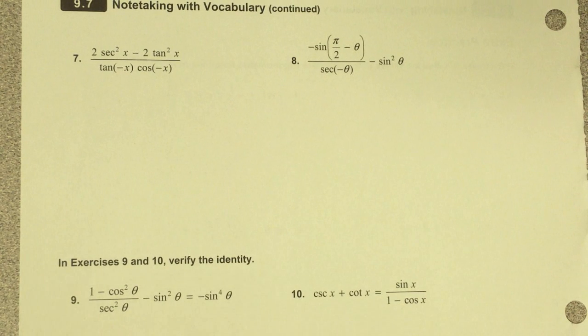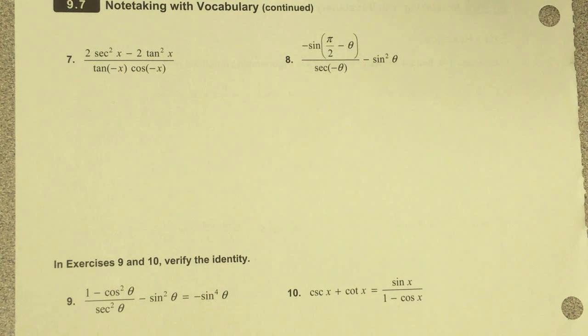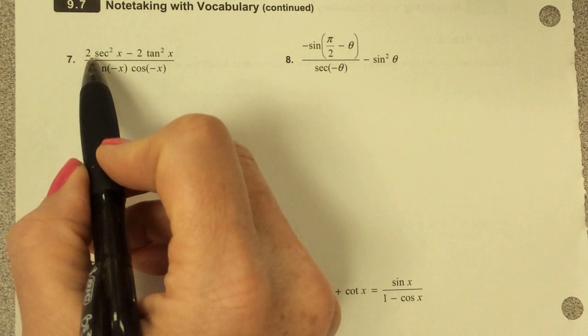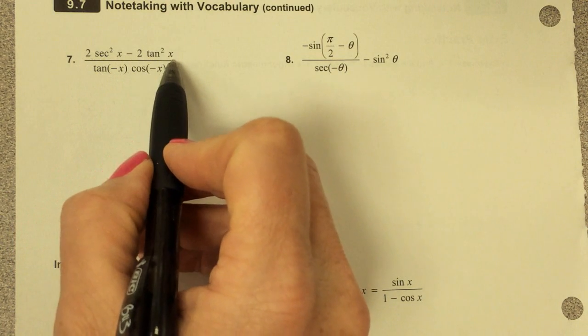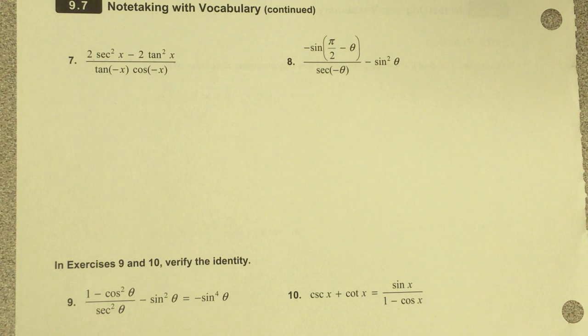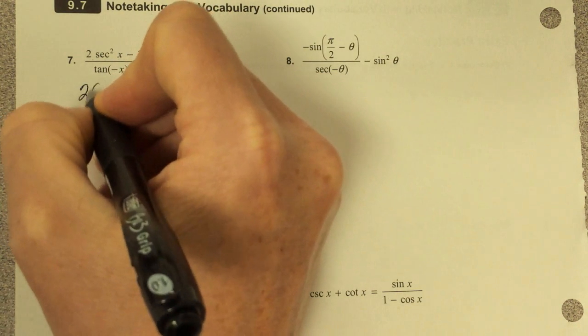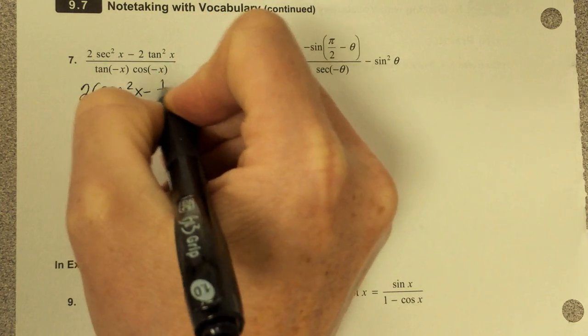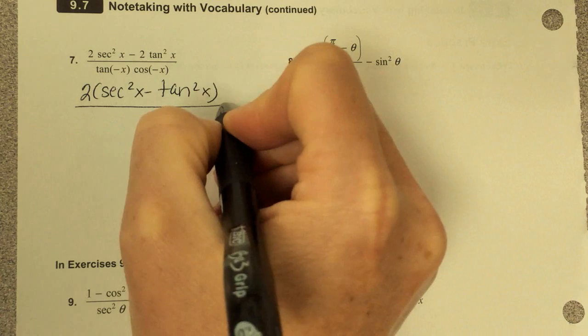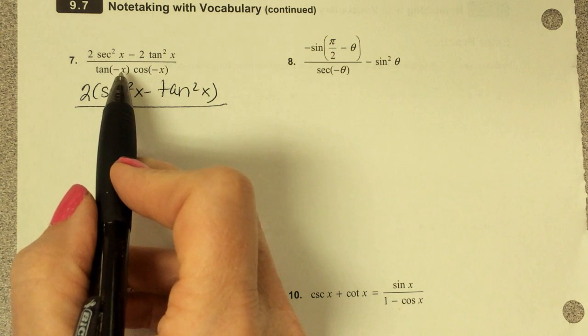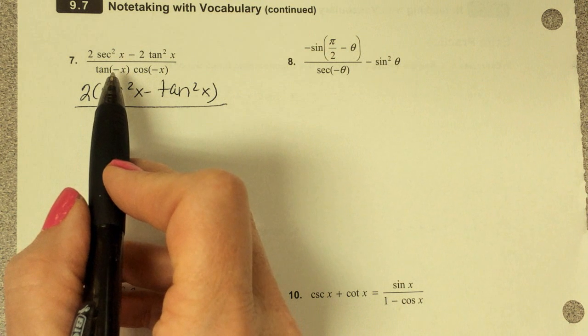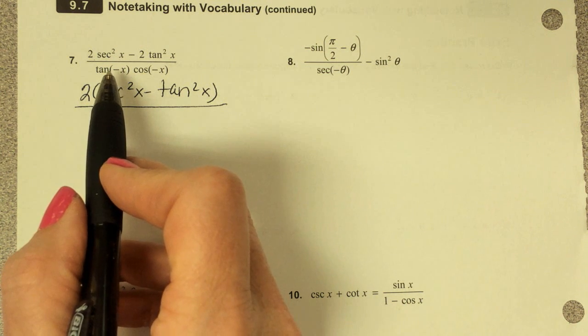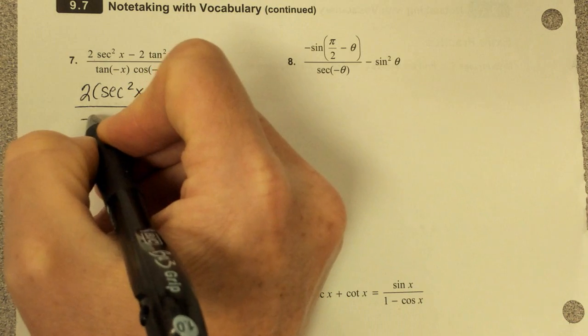All right, let's look at number 7. So the first thing you always want to try to do is to factor out a greatest common factor if you can. So looking at this numerator, 2 secant squared x minus 2 tangent squared x. What is the common factor there? 2. So I'm going to factor out a 2. In the denominator, we have tangent of negative x. What's another name for tangent of negative x when you look back at your list? Negative tangent x, right?